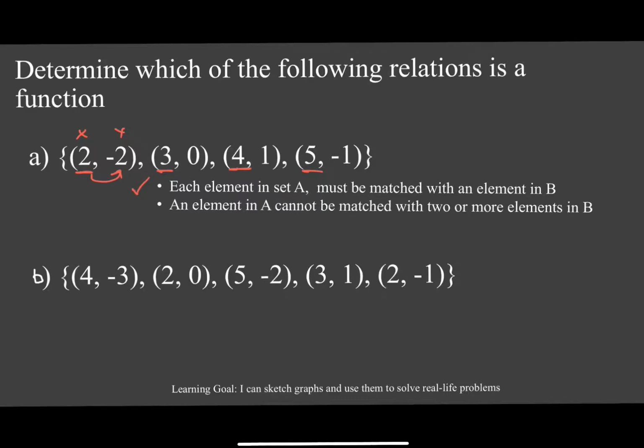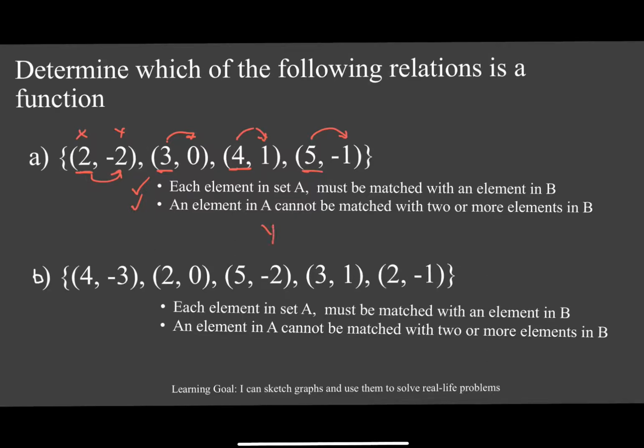And for our second characteristic, each element in A, so our inputs, cannot be matched with two or more elements in B. And so we have 2 matching with -2. I don't see any other 2's matching up with a different value. Likewise, 3 matches with 0, and there are no other 3's. 4 matches with 1, and 5 matches with -1. So it looks like we are good here as well, as there is no x value that matches up with more than one y value.